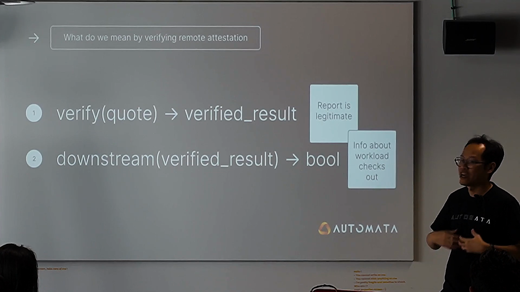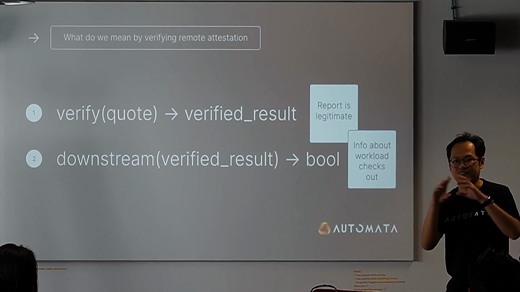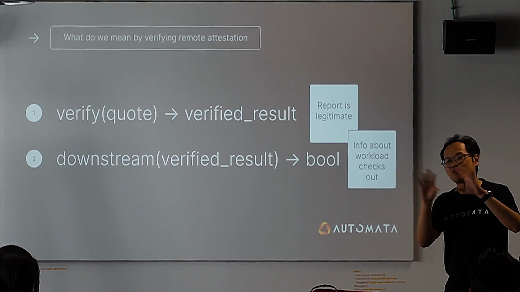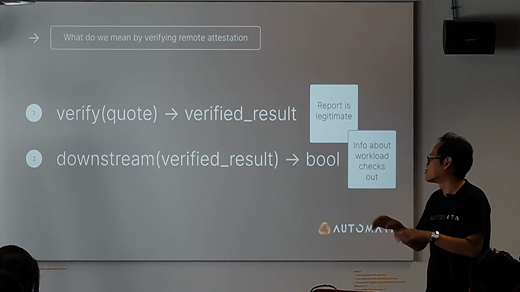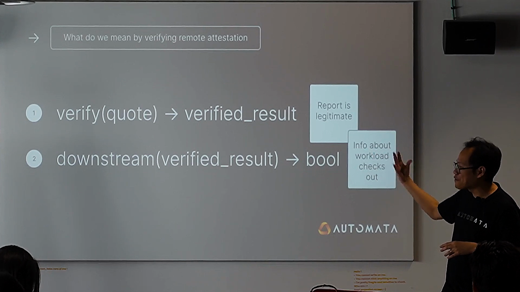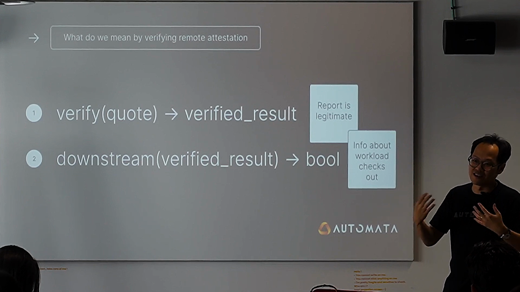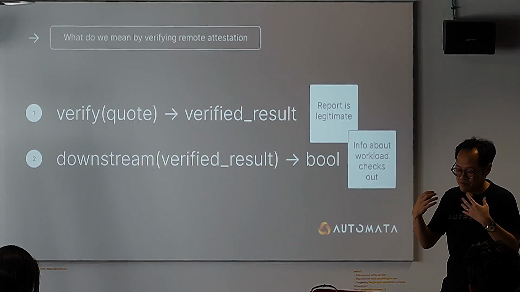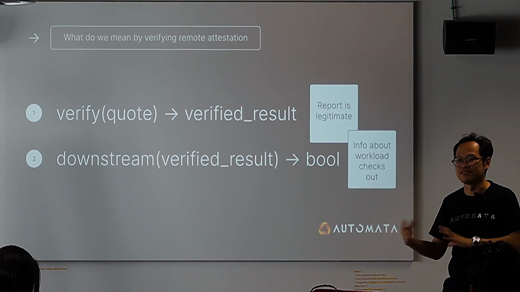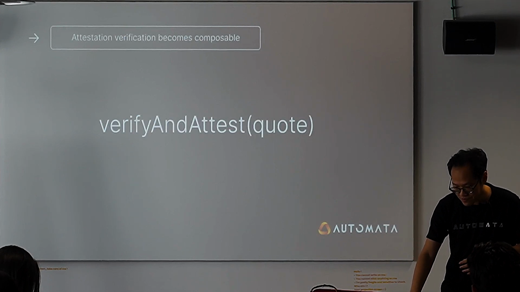One of it is to actually verify the code, and once the code is verified, we will extract the important information, the content of the code, and this verified result will then be used by downstream processes to actually obtain the result of whether this is indeed the enclave that I want to do the right thing.